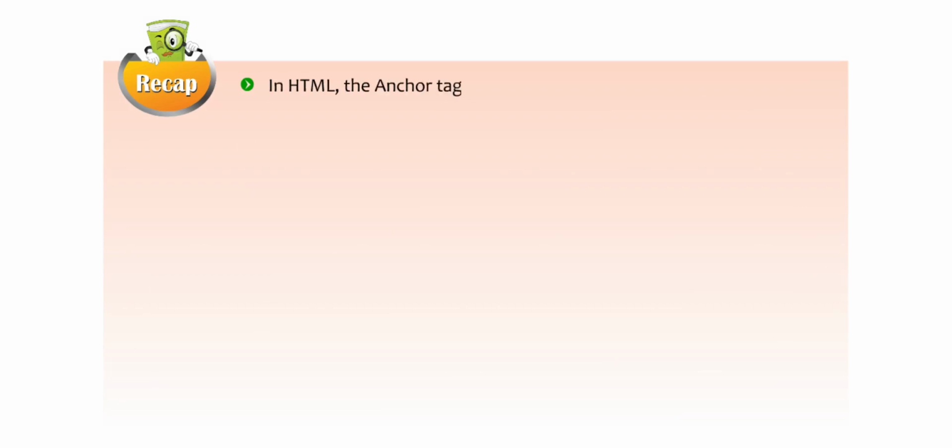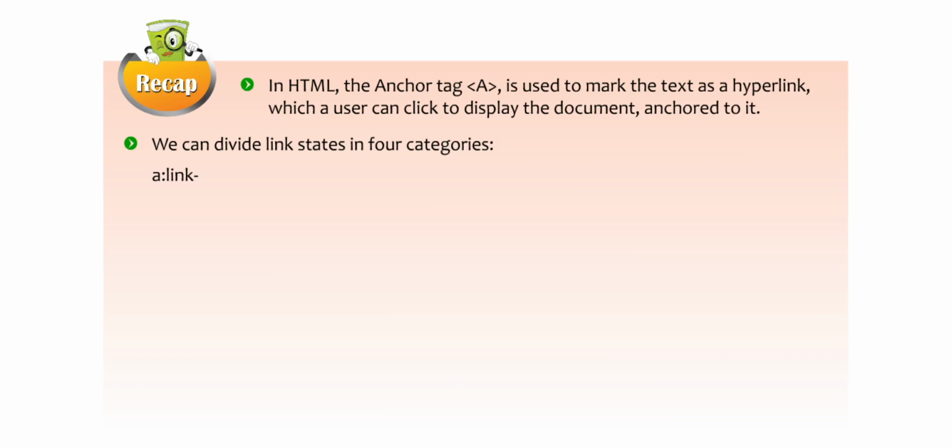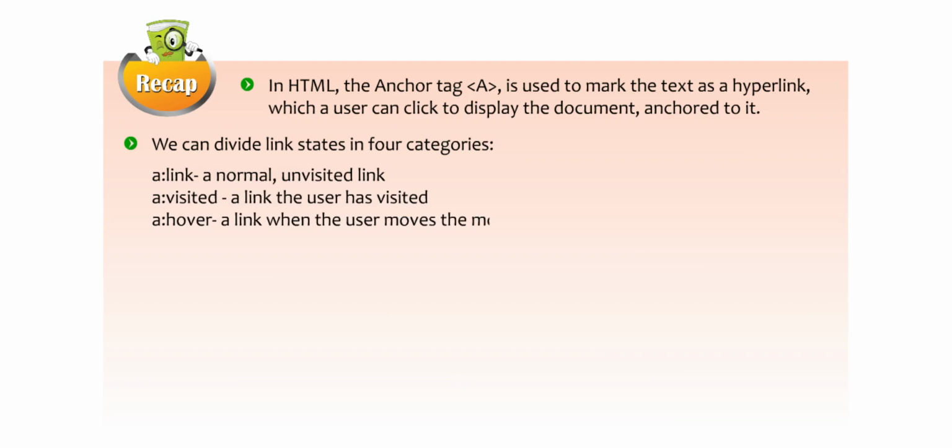In HTML, the anchor tag A is used to mark the text as a hyperlink, which a user can click to display the document anchored to it. We can divide link states into 4 categories. A:link, a normal, unvisited link. A:visited, a link the user has visited. A:hover, a link when the user moves the mouse over it. A:active, a link the moment it is clicked.